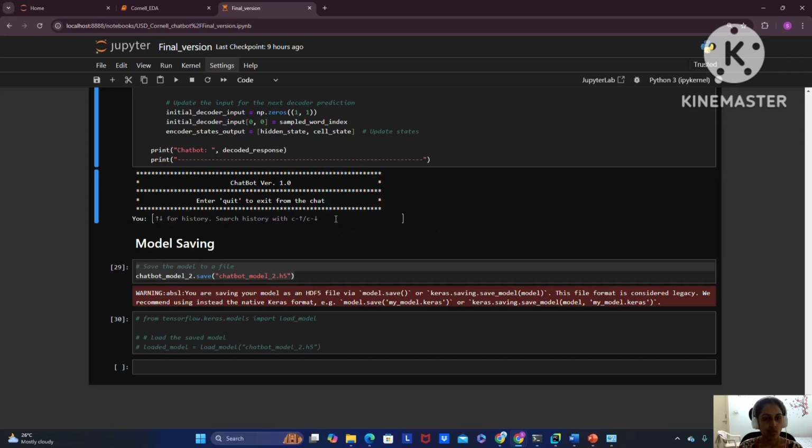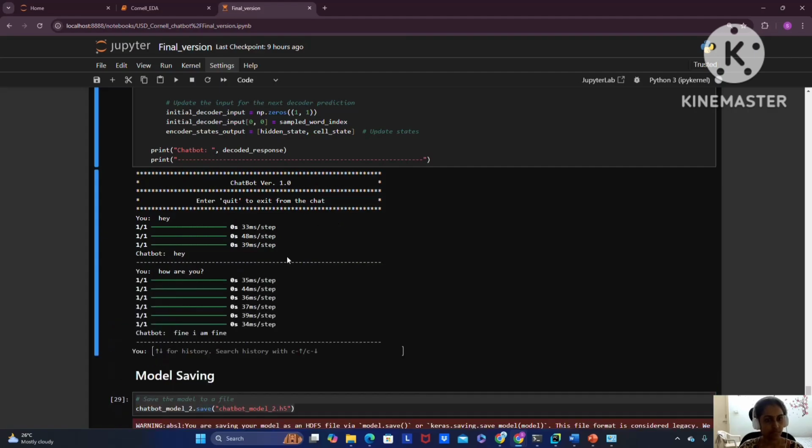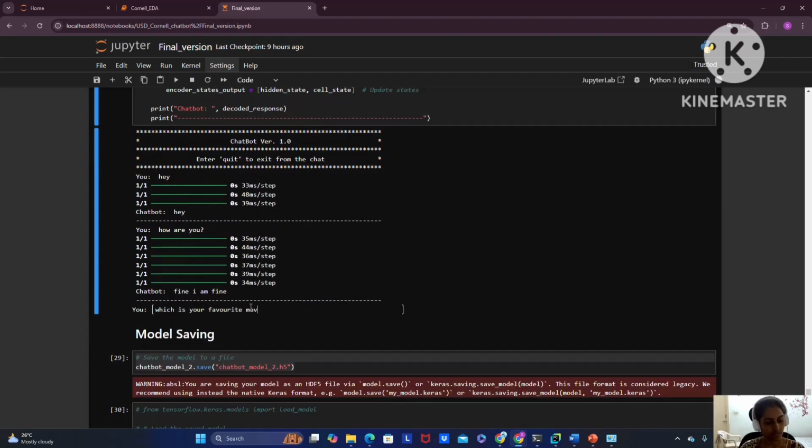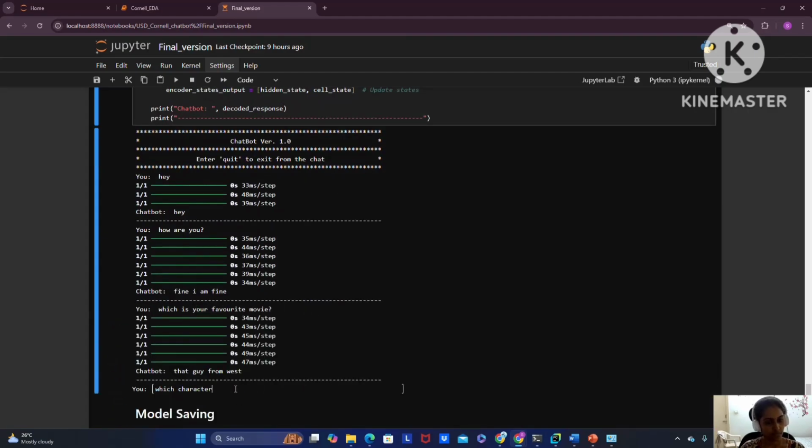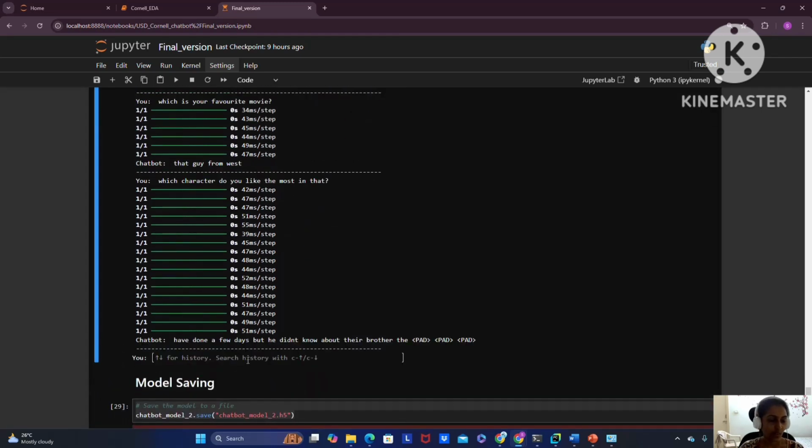So here is the demo of the chatbot in action. So let's start. So as you can see in this example, when the user types a message, the chatbot is able to provide the response based upon the training.